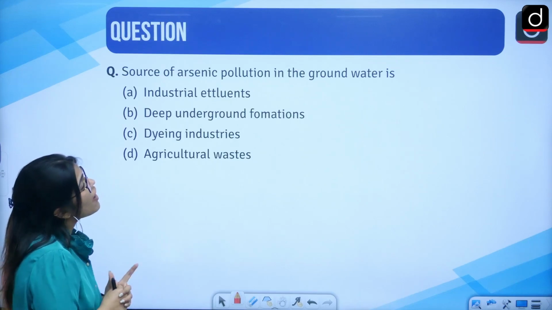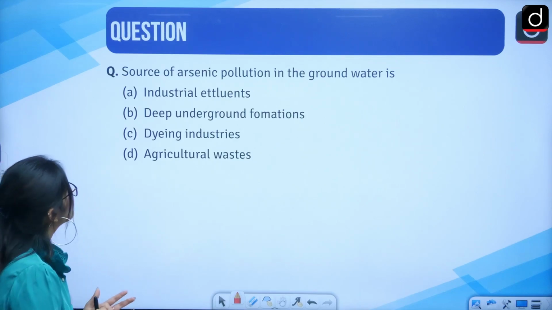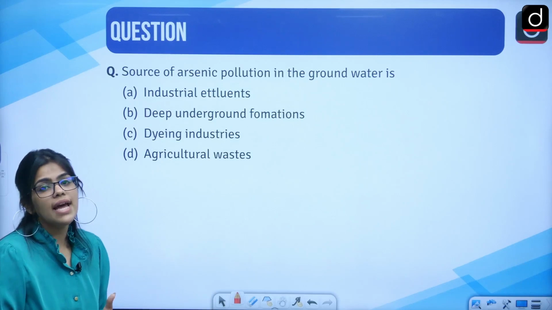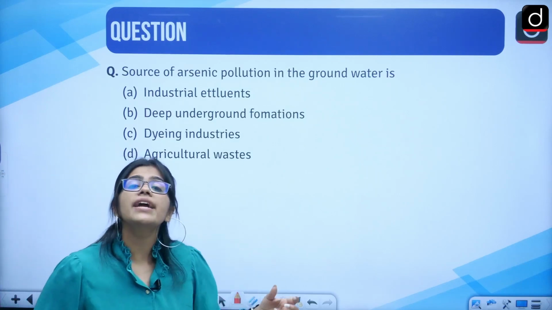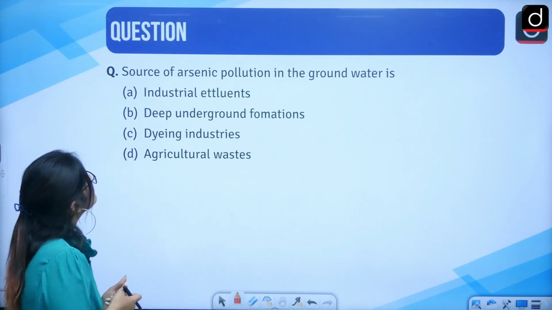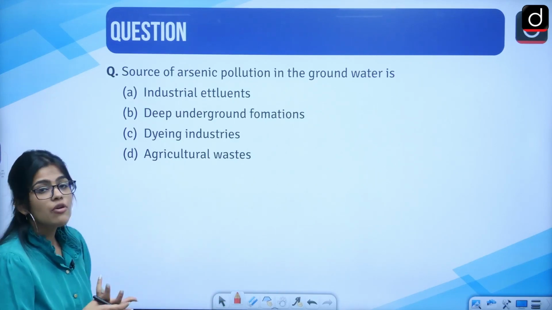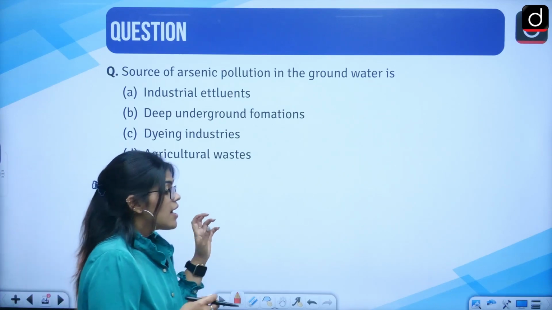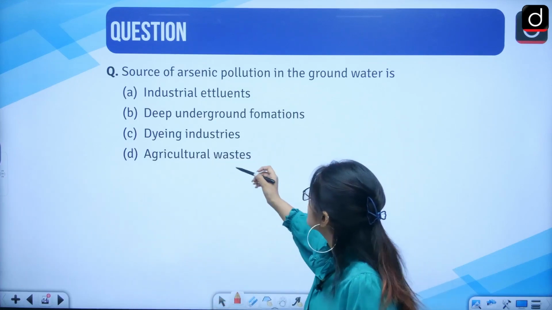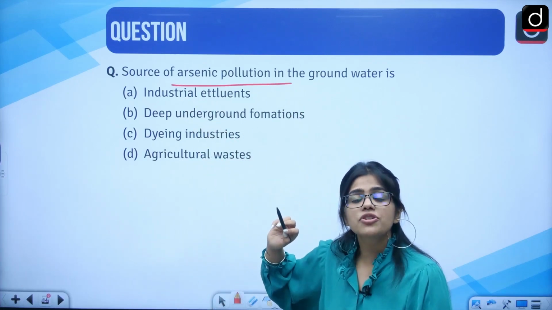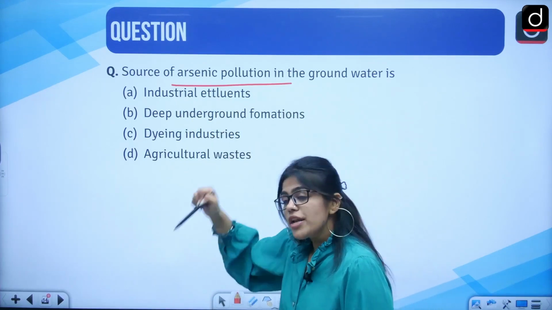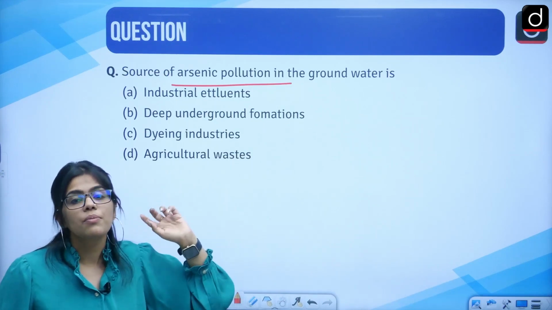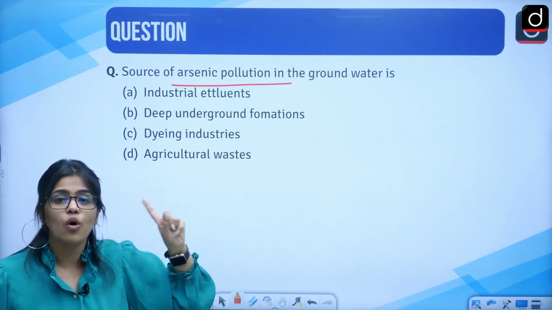Then we have, what is the source of arsenic pollution in groundwater? So in the groundwater, arsenic sometimes seeps down or can percolate inside the groundwater. From where do we find the most amount of arsenic? So we have industrial influence, deep underground formations, dyeing industries or agriculture waste. And whenever different arsenic compounds are present there, arsenic pollution is caused basically because of the percolation or the leaching of the arsenic into the water. Hence, the soil is also deteriorated and the groundwater is also affected.